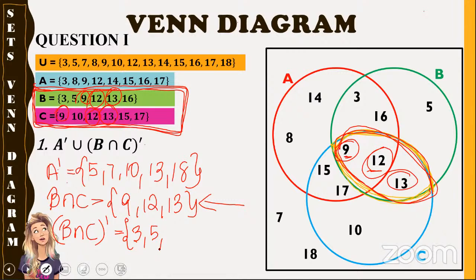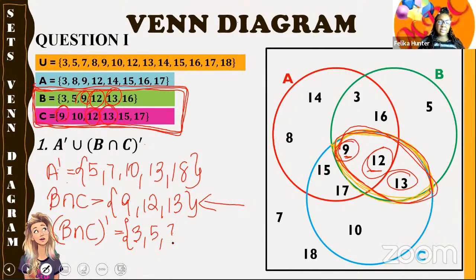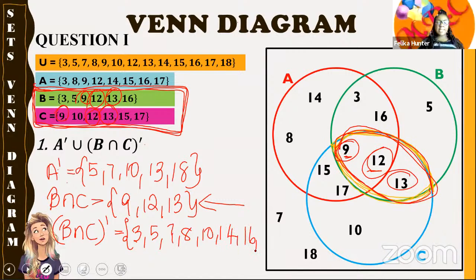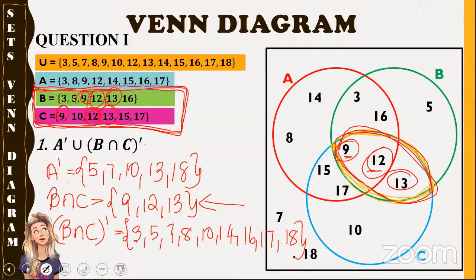So let's do them in order: 3, 5, 7, 8, 10, 14, 16, and 18. 17 and 18, right? All right, good.